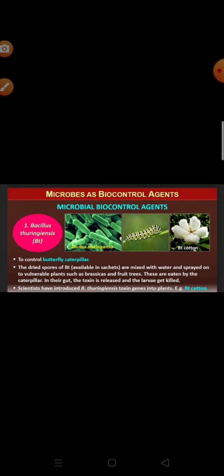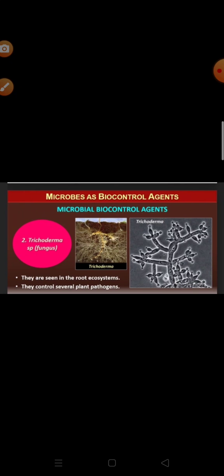What happens here? The dried spores of BT are mixed with water and sprayed on plants like brassicas and fruit trees. Insect larvae, after eating these, are killed by the toxin which is released in their gut. Bacillus thuringiensis toxin genes have been introduced into plants to provide resistance to pests, like BT cotton, we say. And Trichoderma also, a free living fungus, is present in the root ecosystem where it acts against several plant pathogens.